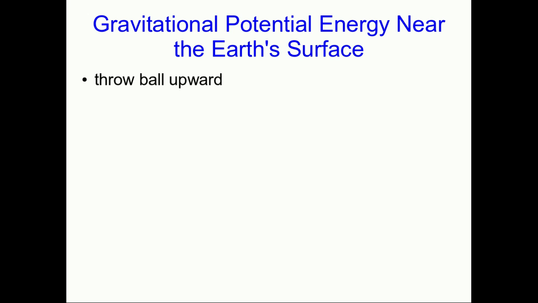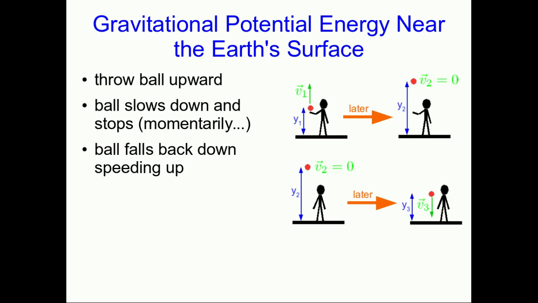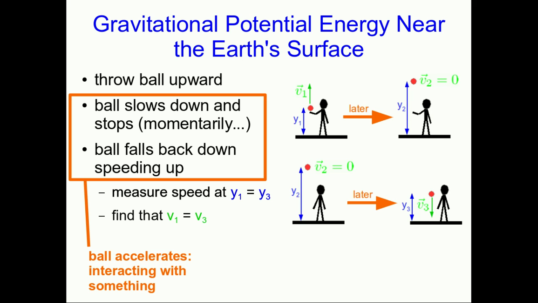So, let's think about throwing a ball upward. Of course, it slows down, momentarily stops, and then falls back down, speeding up. And in particular, you already know and can verify experimentally that at 2 places in its path where it's at the same height, it has to have the same speed. So let's look at the consequences of this, and it's going to be a lot like the cart hitting the spring. The ball is accelerating, so it must be interacting with something.